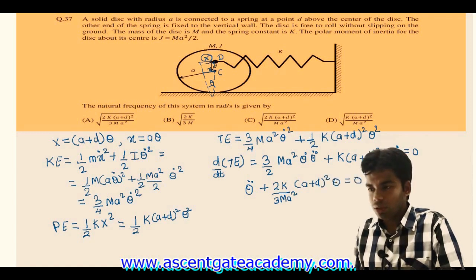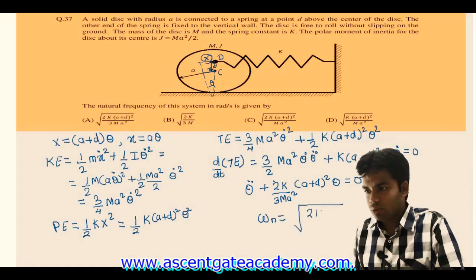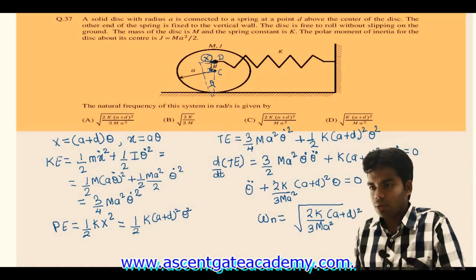Getting this now? From here, this term is nothing but omega square. So omega n will be equal to the square root of 2k by 3 ma square into (a plus d) whole square. That's it. So the answer is A.